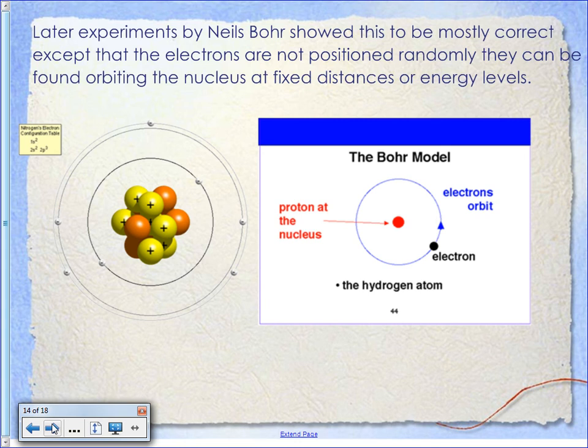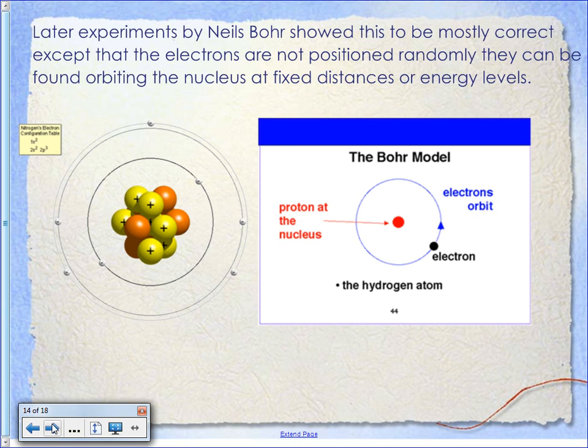Now, when you go in the dark, you remove the source of energy that's given them this extra speed and moved them further away. So they start losing that energy, and they give it off in the form of light. As they fall back closer to the nucleus, they glow.